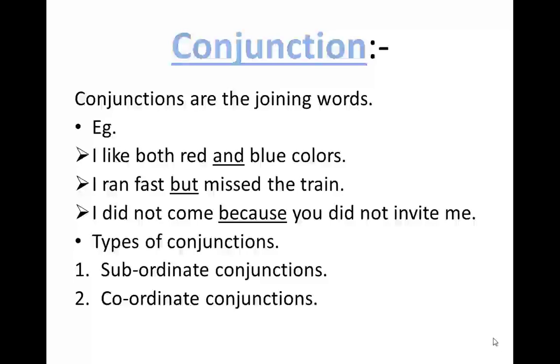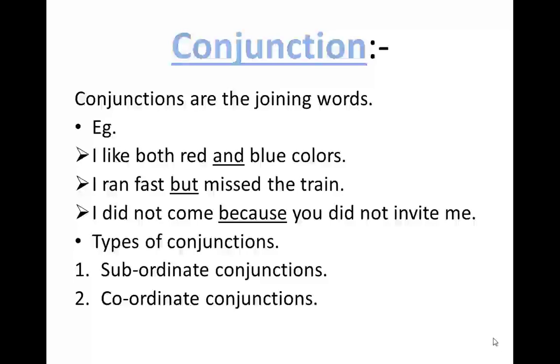Conjunctions, connection or joining words. You people have read it already. The types of conjunctions are subordinate conjunctions and coordinate conjunctions. Subordinate conjunctions join sentences, one of which is dependent on the other. Is it clear? Subordinate conjunctions are the words used to join two sentences where one of the sentences is dependent on the other one.